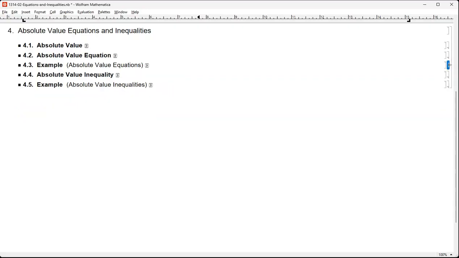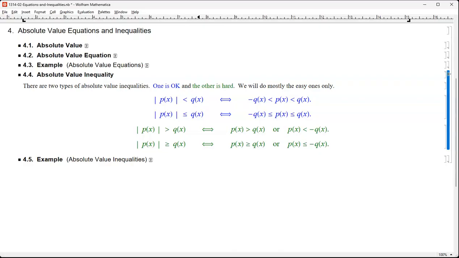Okay, next, absolute value inequality. There are two types of absolute value inequalities. One is the absolute value is less than something, or less than or equal to something. And these two cases are relatively important, especially in Calculus 2. So we're going to talk about those.